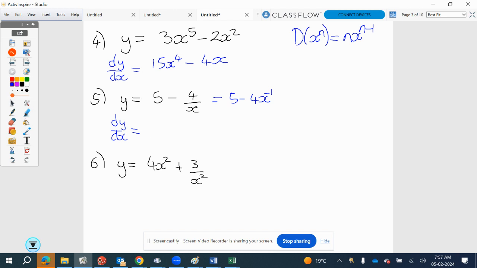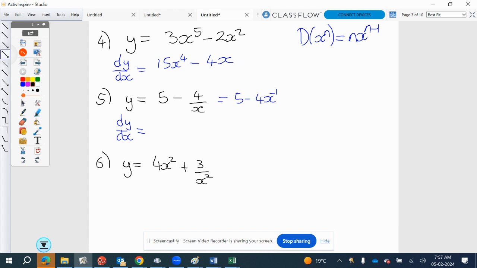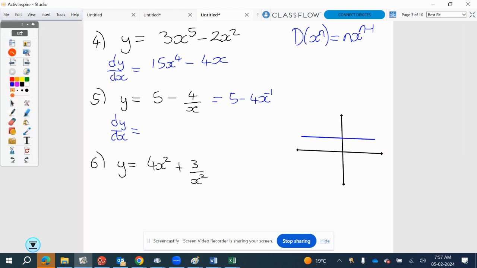See, because you get a line like this one. This is the line y equals 5. Now, what is the value of y here at this point? The value of y doesn't change.